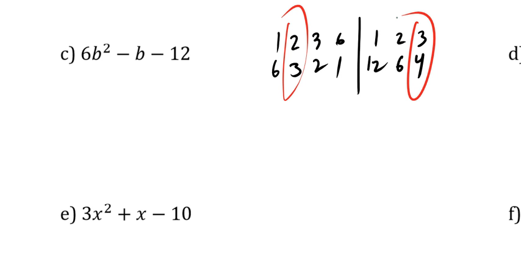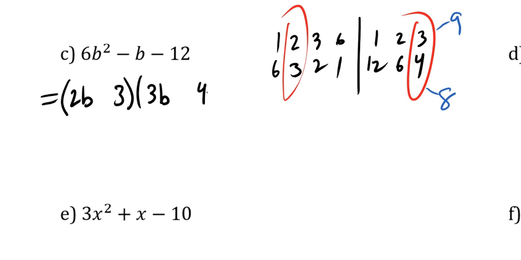Is it starting to become clear? 2 times 4 is 8. 3 times 3 is 9. They have a difference of 1, which is what I was looking for, so that's my answer. So just watch again. Watch me write this. It's 2b and 3, and 3b and 4.